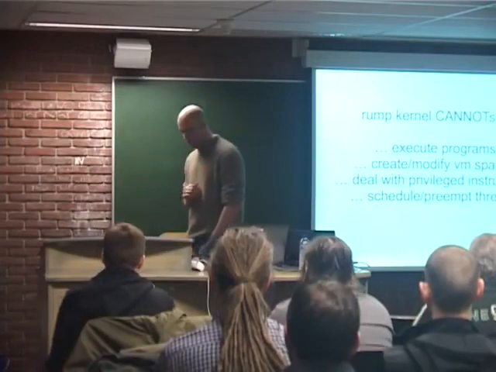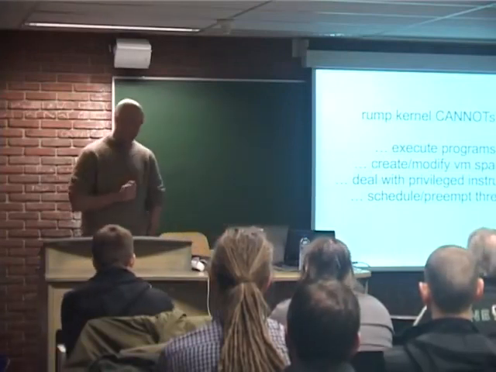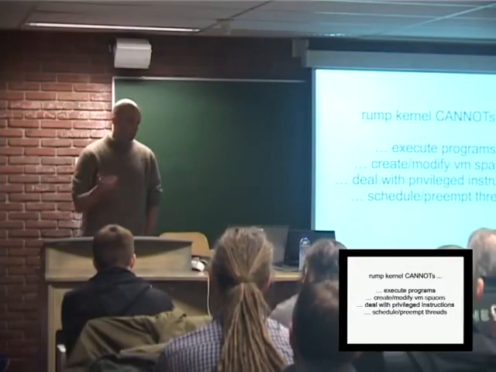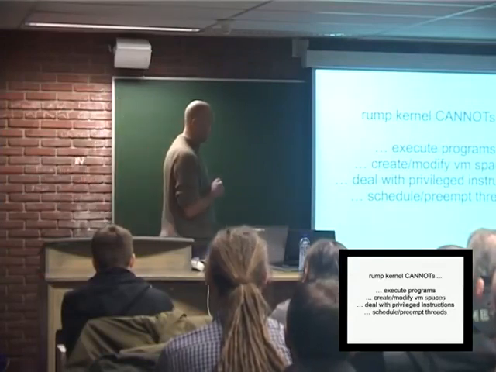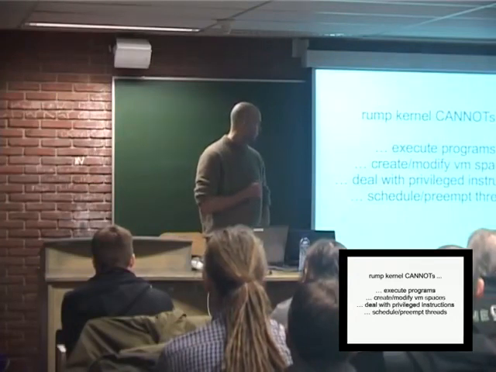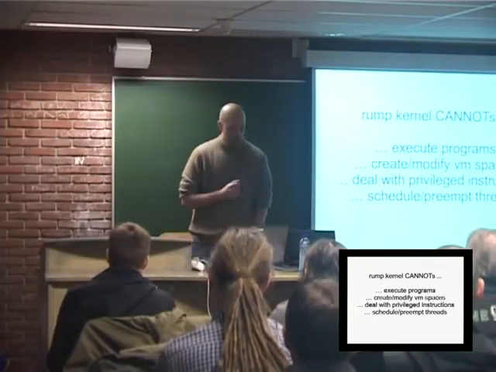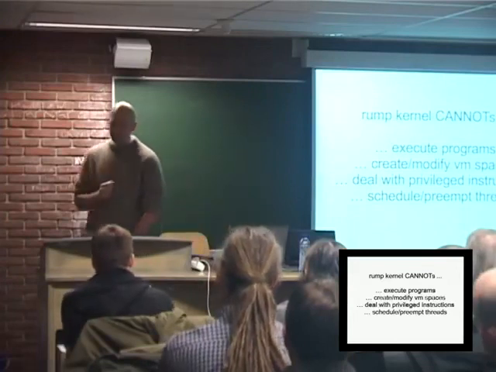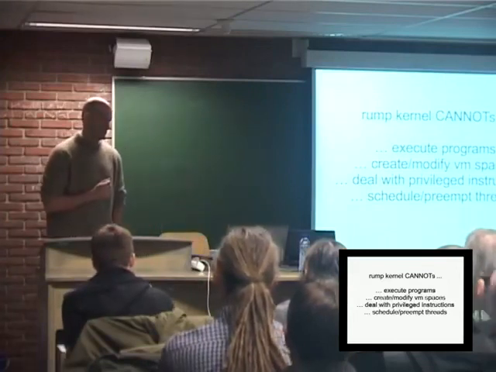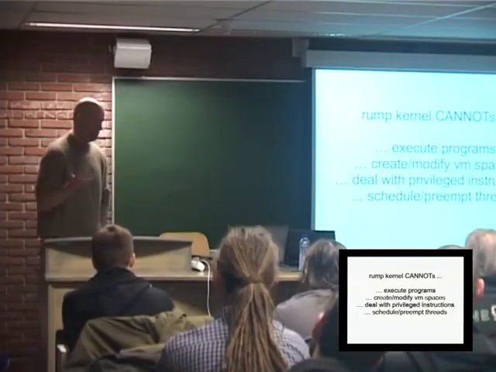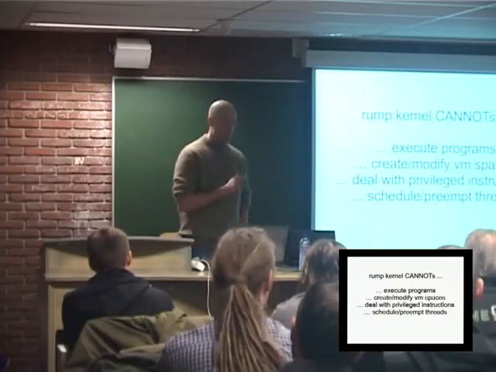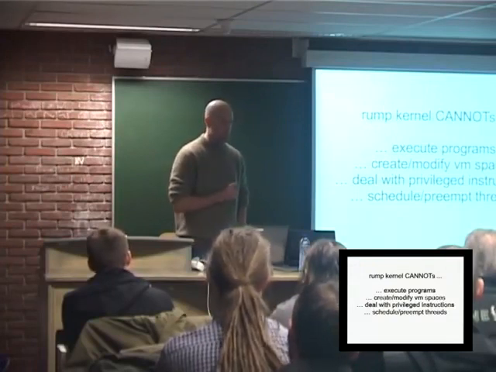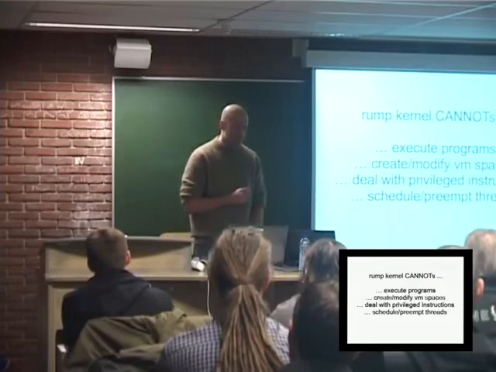There's absolutely no knowledge of virtual memory, so you either have virtual memory when you run a rump kernel, or you don't. There's no knowledge of page protection, no page fault handler, nothing in that area. A rump kernel cannot deal with privileged instructions, which just means it can't. If you try to execute code in a rump kernel and there's a privileged instruction in that code, it will say boom, unless of course you're running in privileged mode.